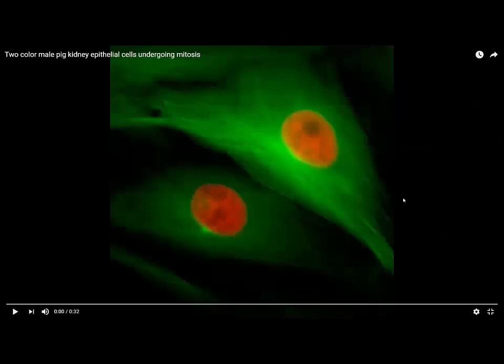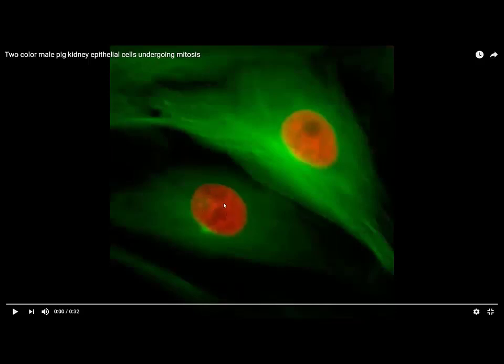So what we see here are two kidney epithelial cells, and this cell up at the top is going to stay in interphase. It's not going to be dividing, but this cell down here at the bottom is getting ready to undergo mitosis. And so we're going to go through this a couple of times, but I want you to pay attention to what's happening here in the nucleus.